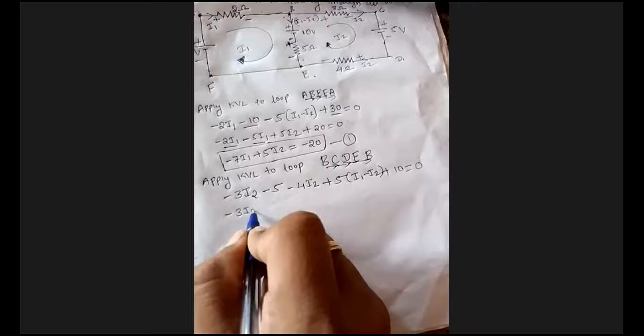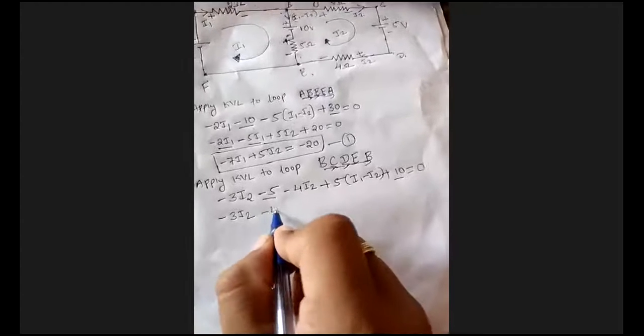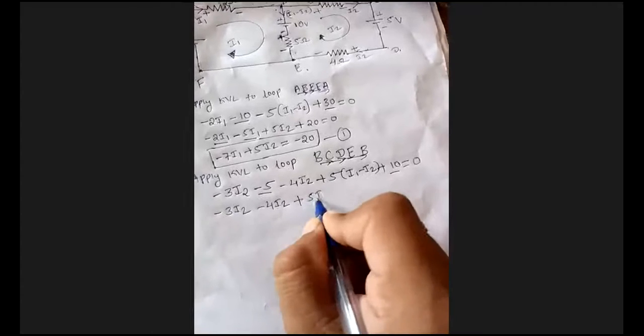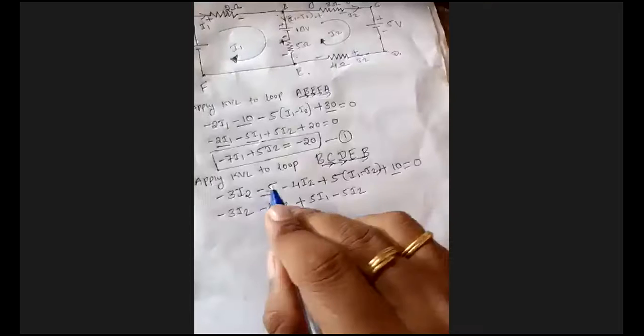Okay, we'll write down here 3 I2, this one minus 5, plus 10. The 5 I will write in the later term: minus 4 I2 plus 5 I1 minus 5 I2. Now plus 10 minus 5 plus 5 equal to 0. Here the I2 term is there.